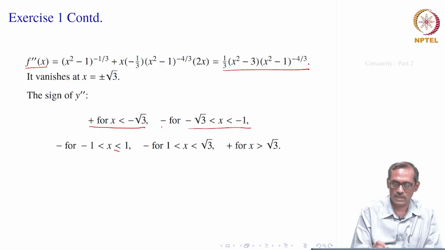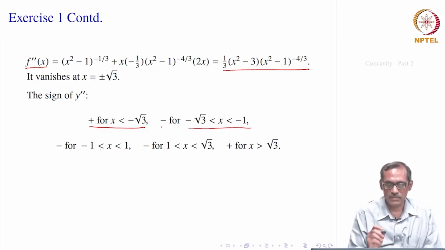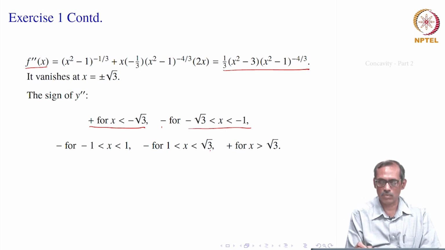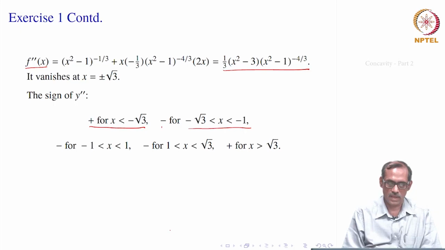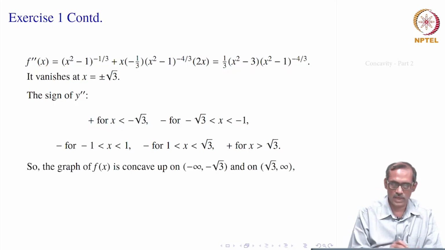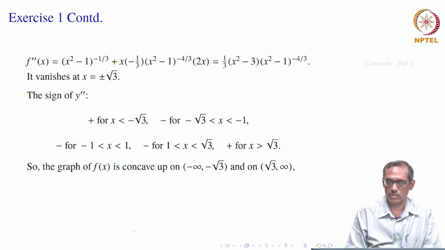So, we cannot include x equal to 1 here, because at 1 f double prime is not defined. So, it is negative for minus 1 to 1, negative for 1 to root 3, and positive for x greater than root 3. So, where do you find the point of inflection? It is changing sign at minus root 3, and then out of this it is changing sign at root 3 also, both of them are points of inflection.